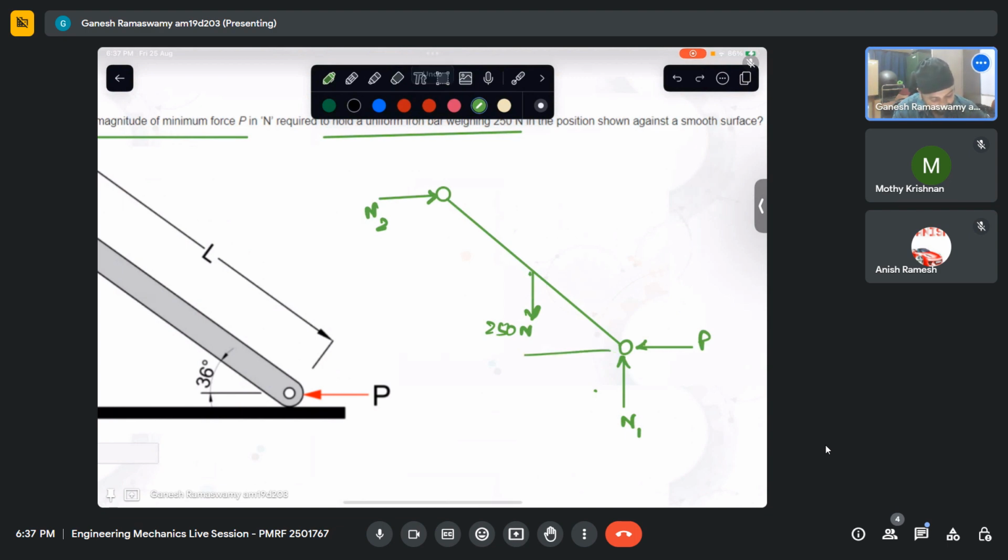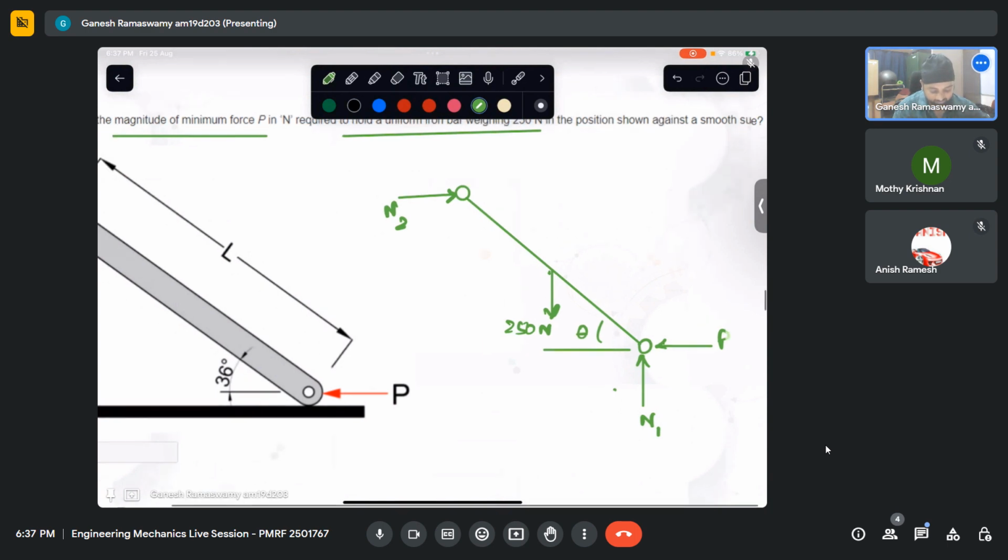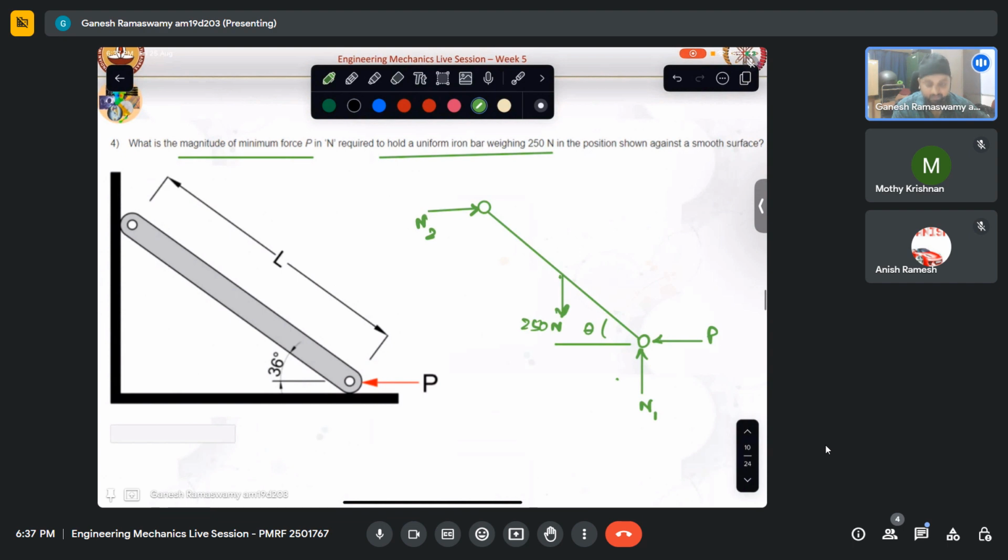Theta is given to be 36. I'll just take it to be theta for now. Now, we can see that this cannot translate vertically, nor can this translate horizontally, but it can surely rotate. Now, what is another configuration that this can have?